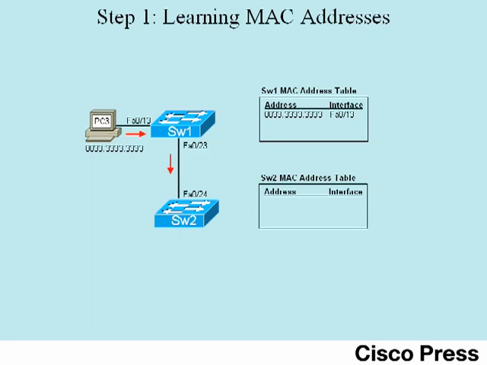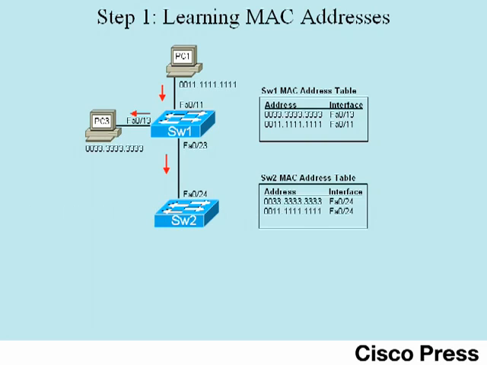Similarly, when switch 1 forwards the frame over, switch 2 hears the frame, looks at the source MAC address, sees MAC address 3, and adds an entry to its MAC address table, this time with switch 2's FA0/24 interface listed. Now if we hook up a second PC, in this case PC1 with MAC address 1, when PC1 sends its first frame, switch 1 looks at the source MAC address and adds it to its address table, and then as switch 1 forwards the frame down to switch 2, switch 2 does the same process, adding that entry to its MAC address table.